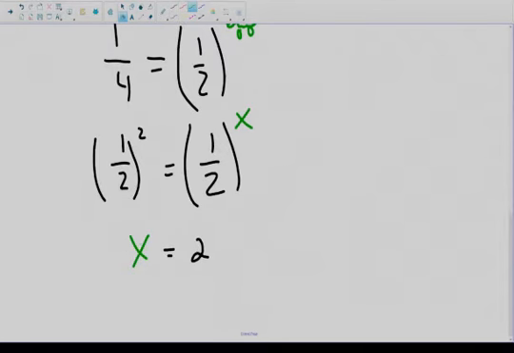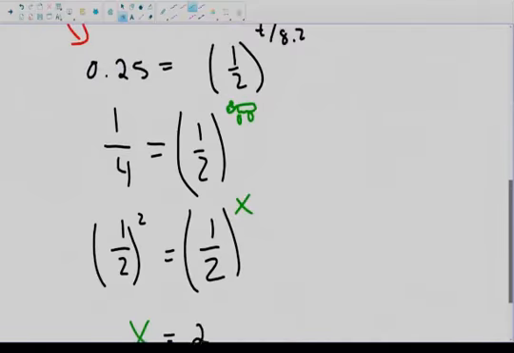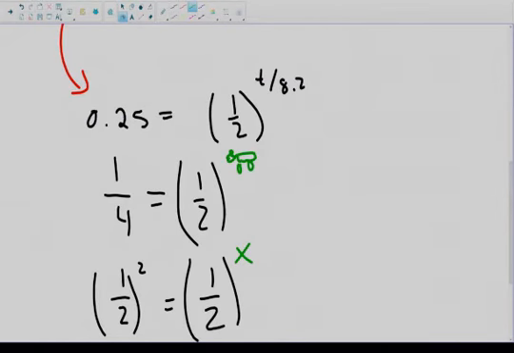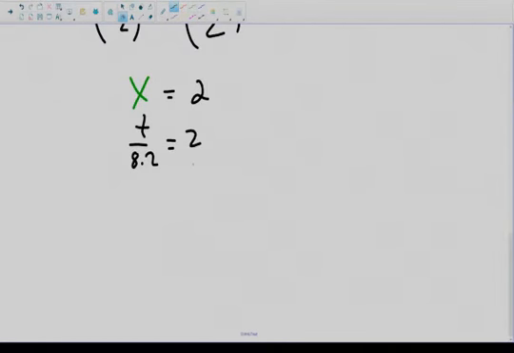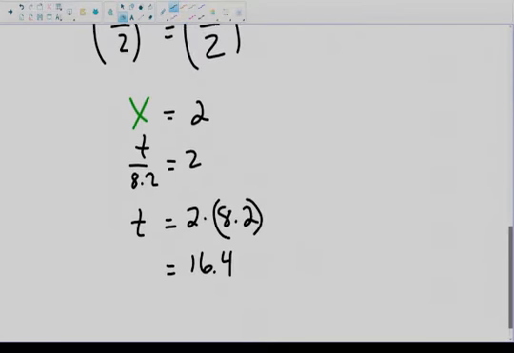We're going to then replace the x by what we changed it from, which was t over 8.2. So if I do t over 8.2, where this one is, and now hopefully everybody can see where the 16.4 came from. So how do I get rid of that 8.2? It goes over to the other side, multiplies, and there's our 16.4. Okay, so this one worked out.